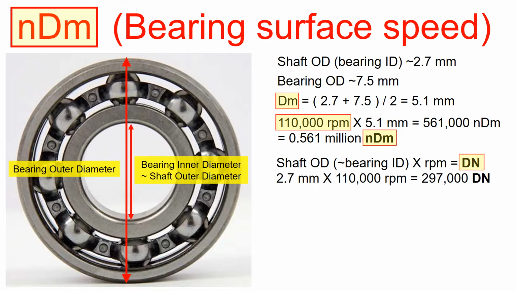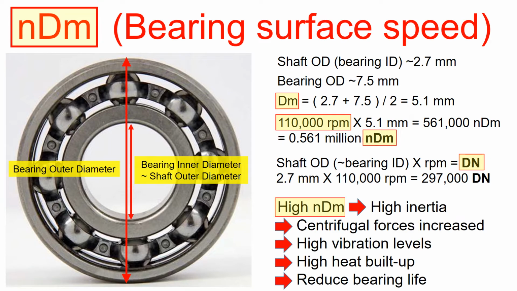The same logic applies to DN number, which indicates the multiplication of shaft outer diameter or bearing inner diameter, D, with the machine speed, N. This DN number also indicates the bearing surface speed, but it is defined differently than the NDM number. So if the ball bearing spins fast, it means high NDM value.